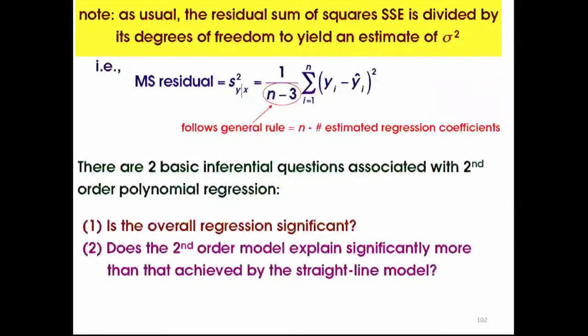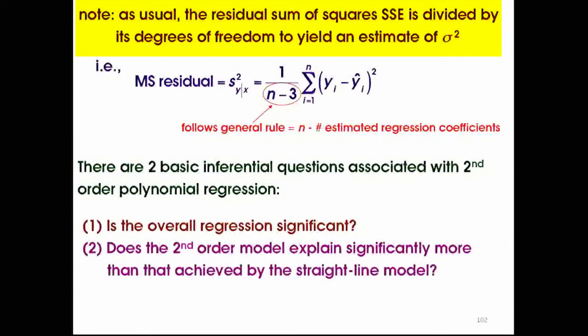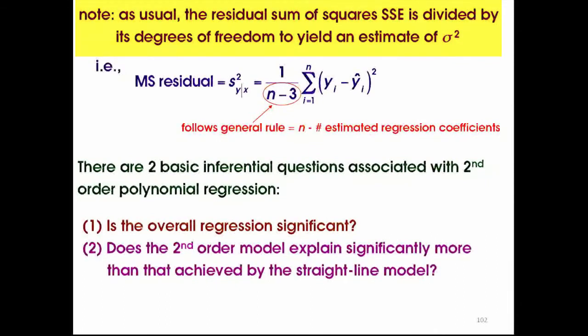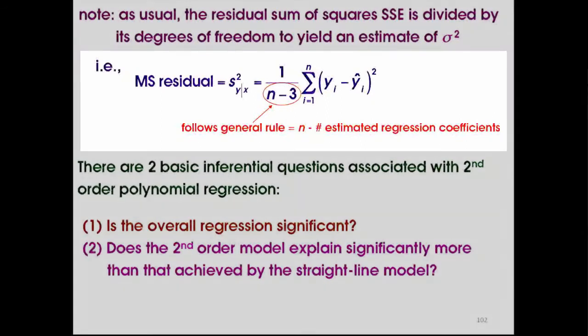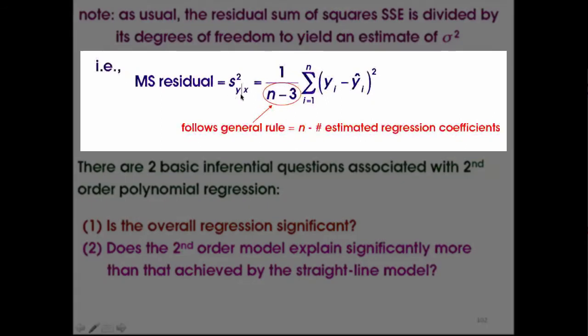Okay, welcome back. So now, as usual, the residual sums of squares, that is SSE, the error sums of squares, is divided by its degrees of freedom to yield an estimate of this common variance sigma squared. So the mean square residual, S squared y given x, is the sum of the square deviations of each observation about the predicted value divided by n minus 3.